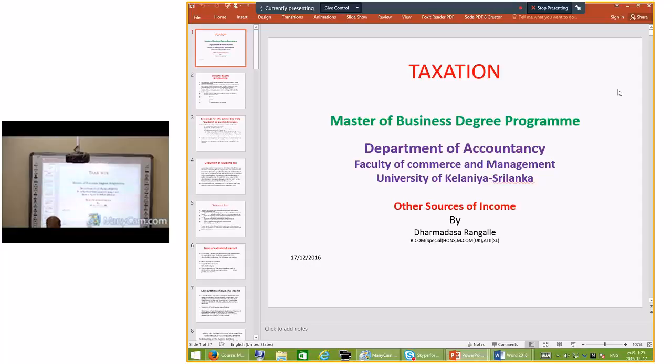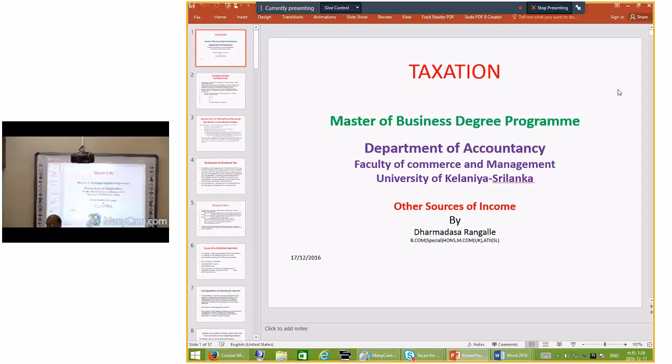And also there are some other incomes; if any income does not fall into the above sources of income, we call it other source of income. Likewise, this is a very important section of the Inland Revenue Act, the source of income. And also another important section is section 2, that is the chargeability.